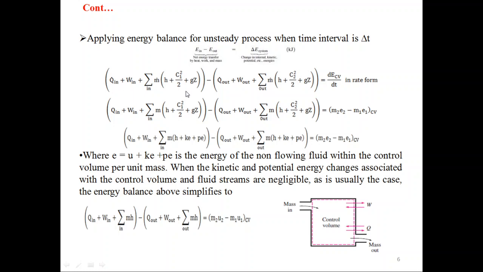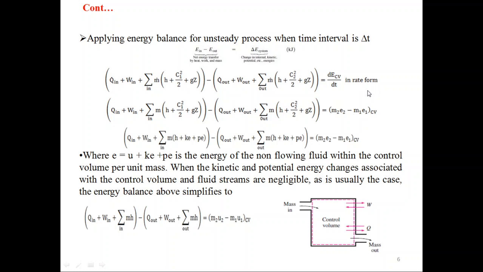Entry fluid minus exit fluid will be equal to dECV divided by dt, where ECV is the energy associated within the control volume. So this represents the rate of change of energy associated with the control volume with time. So this equation is in the rate form.